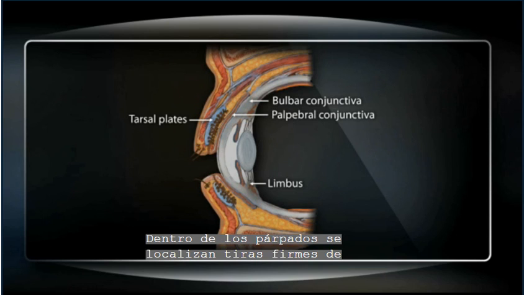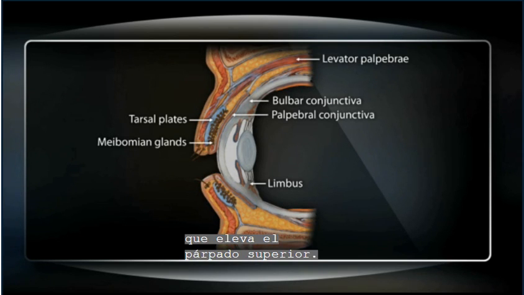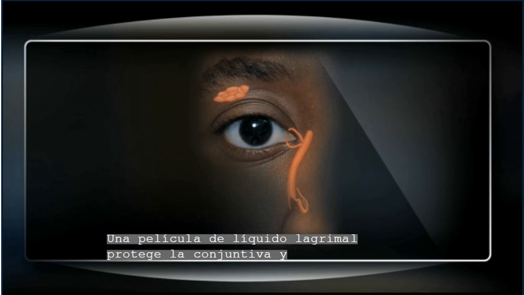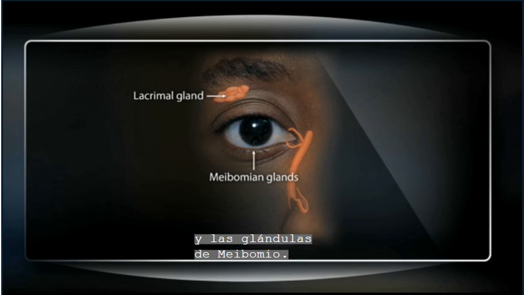Within the eyelids lie firm strips of connective tissue called the tarsal plates. Each plate contains a parallel row of meibomian glands, which open on the lid margin. The levator palpebrae is the muscle that raises the upper eyelid. A film of tear fluid protects the conjunctiva and cornea from drying and infection. This fluid comes from three sources: the lacrimal gland, the conjunctival glands, and the meibomian glands.